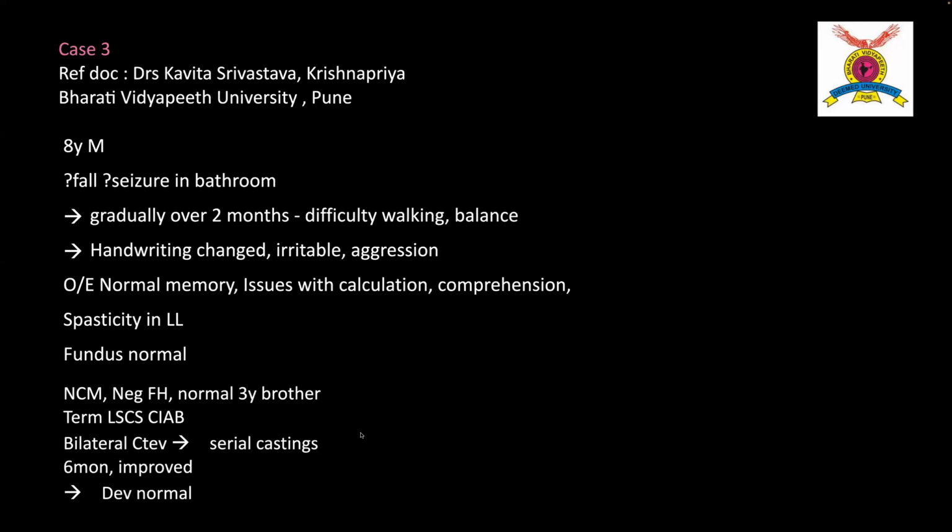His fundus was normal. His background is that he has a negative family history, a normal 3-year-old brother, a non-consanguineous marriage, and normal birth and development, except that he had bilateral CTEV at birth, and serial castings were done till 6 months of age, and it was said to be improved. His motor milestones were normal after 6 months of age. Then during this episode at 8 years, an MRI was done, and the MRI is there.